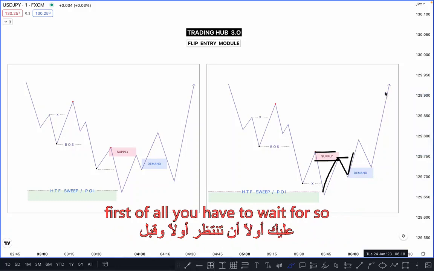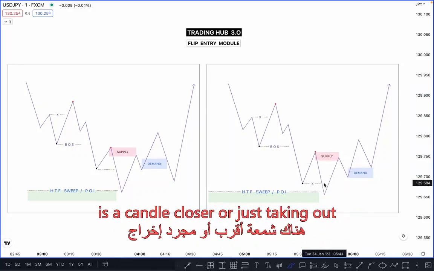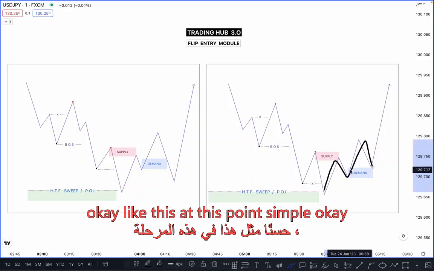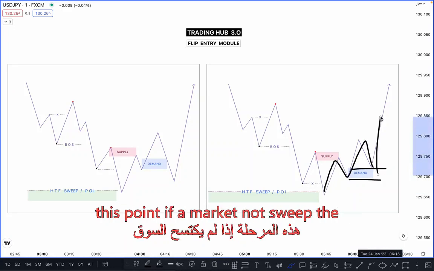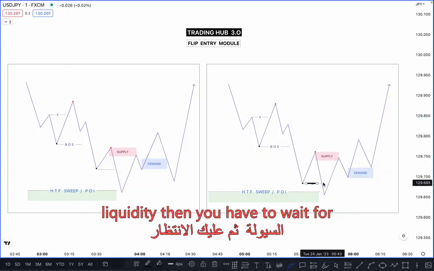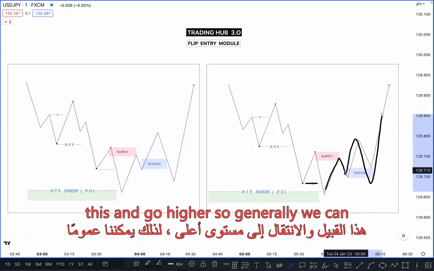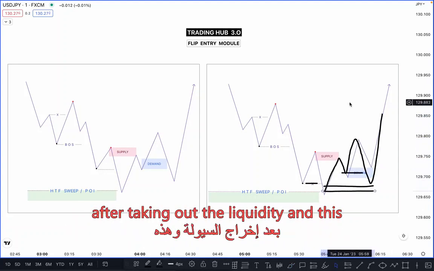First of all, you have to check if there is a candle close or if it just took out the liquidity. If it took out the liquidity, then you can directly buy here, like this at this point. Simple. You don't need to wait for inducement at this point. If the market does not sweep the liquidity, then you have to wait for it to take out the inducement, something like this, and go higher. So generally we buy after taking out the inducement, after taking out the liquidity.